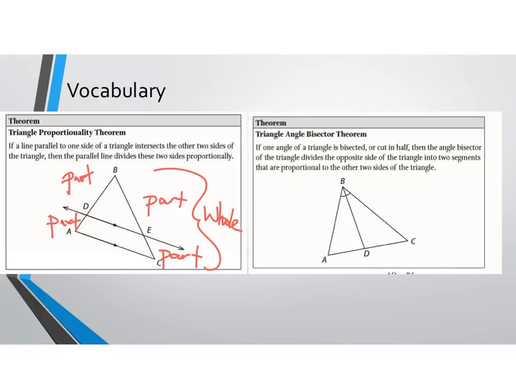The second one is the triangle angle bisector theorem, which basically says you take any angle and bisect it. That means you cut it in half with congruent angles. Then that angle bisector also splits the opposite side into two segments that are proportional to the sides closest to them. Now that's a mouthful, but I like to say it's something like this.